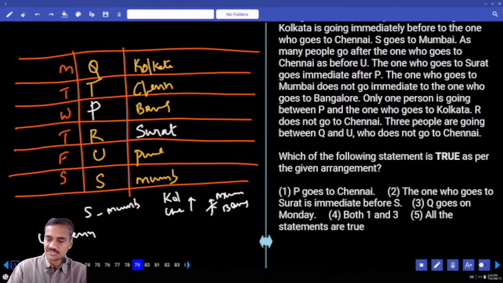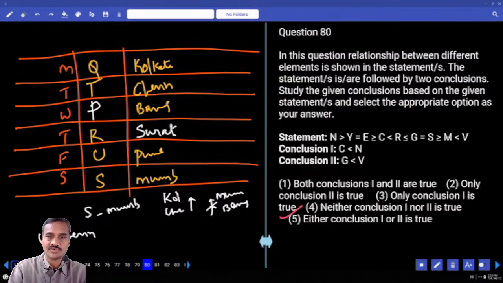And which of the following statements is true? P goes to Chennai, false. Surat immediately before S, that is false. And Q goes on Monday, definitely true. So what is your answer here? Only one. Only one, that is choice 3, question number 79. The next one, 80 onwards.